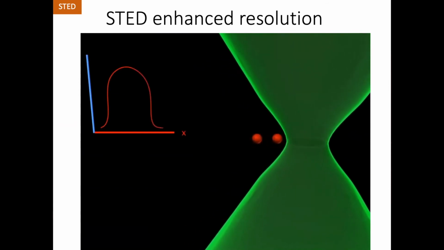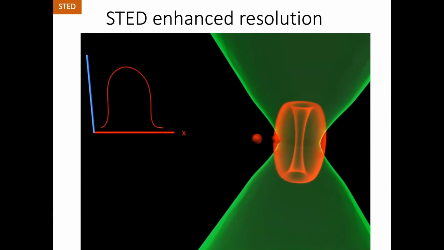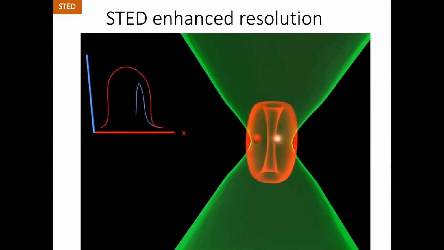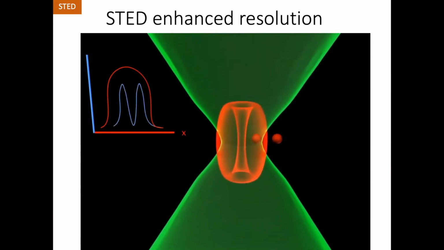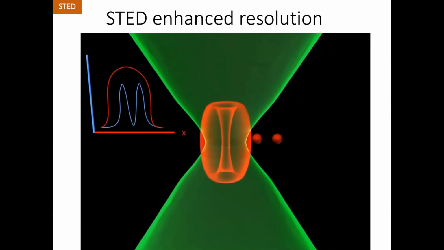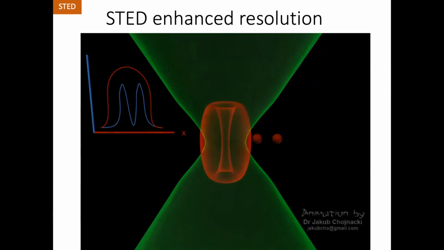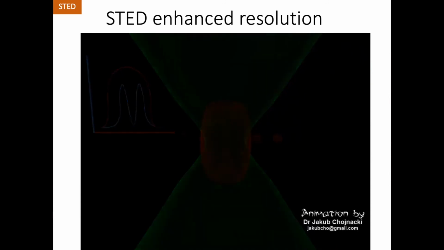So we only see one peak because the molecules are too close to each other to be differentiated because of the diffraction limit. But here, if we have the depletion beam around, you see that the spot size is actually much narrower. So we are able to distinguish the two dyes, even though they are very, very close to each other.